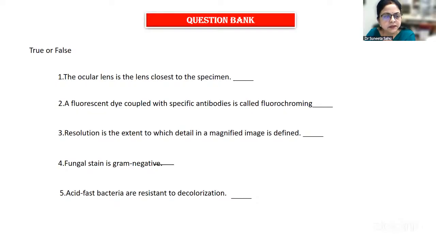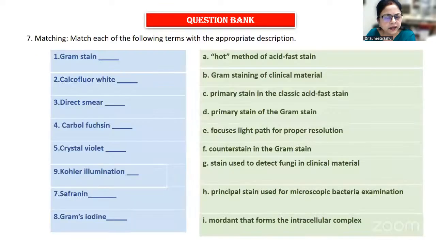Now, this is a match the following. I have written on the left side 1, 2, 3, 4, 5, 6, 7, 8, 9, and on the right side, A, B, C, D, E, F, G, H, I. On the left side, the different stains are written. One is gram stain, calcofluor white, direct smear, carbol fuchsin dye, crystal violet dye, Köhler illumination, safranin dye, and gram iodine. And on the right side, you have to match.